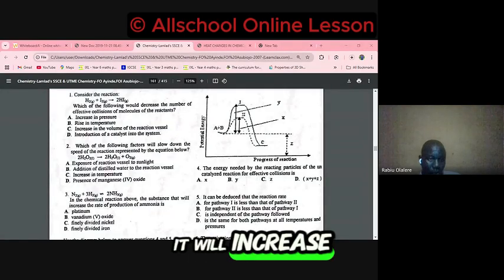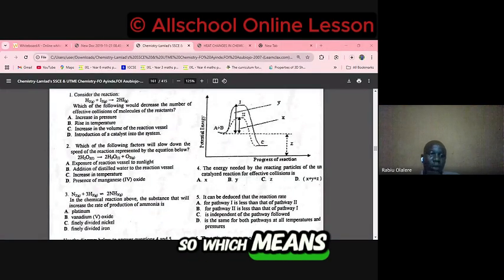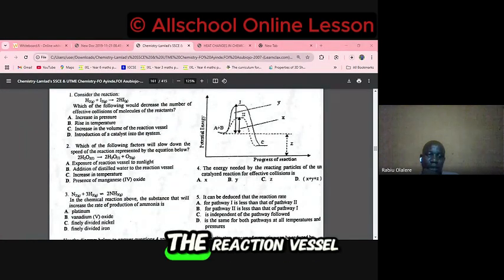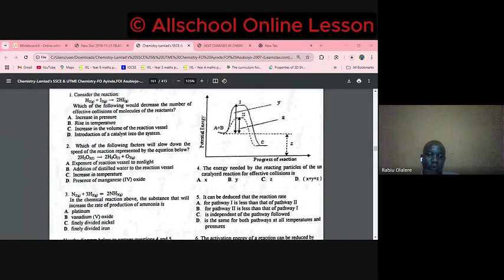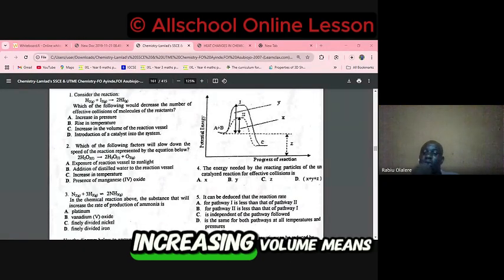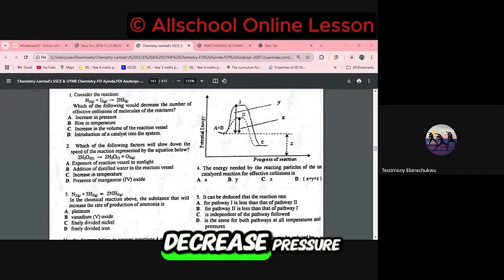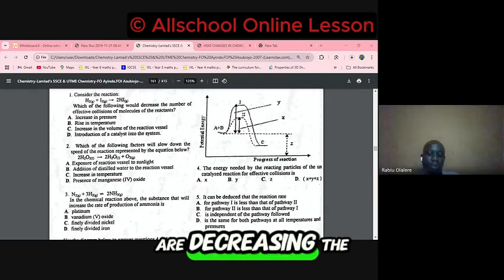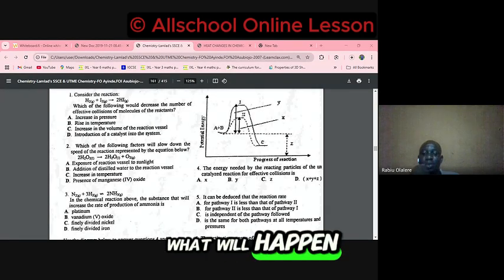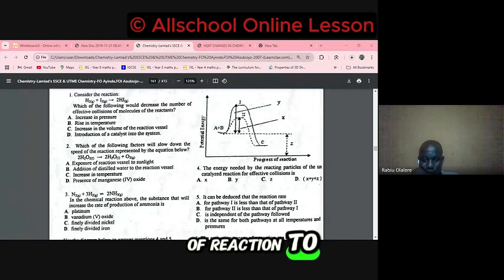It will increase too, right? So which means B is true. When you increase the volume of the reaction vessel, increasing volume means you are doing what to the pressure? It means you are decreasing the pressure. So if you decrease pressure, what will happen to the rate of reaction? To increase.